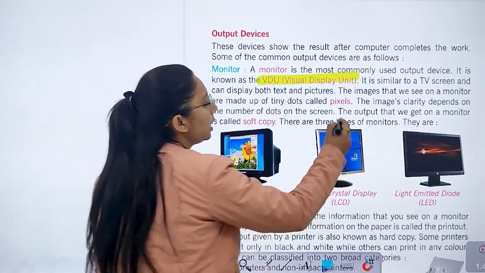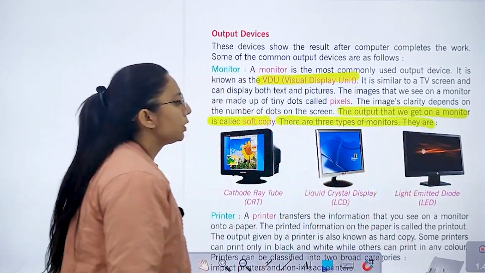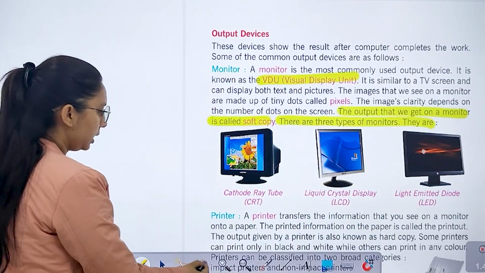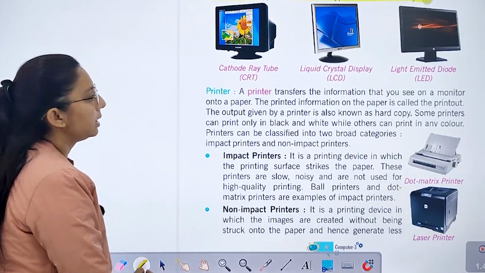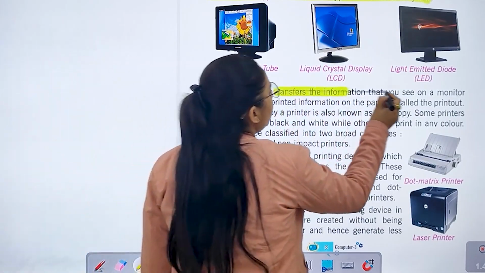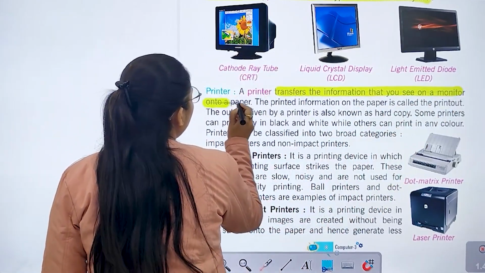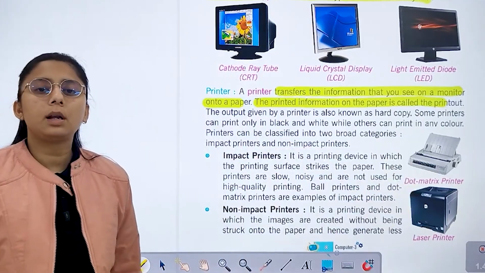The output that we get on a monitor is called soft copy. And there are different types of monitor like cathode ray tube, CRT, liquid crystal display, LCD, and light emitting diode, LED. Then we have printer. The printer transfers information that you see on a monitor onto a paper. The printed information on the paper is called printout.